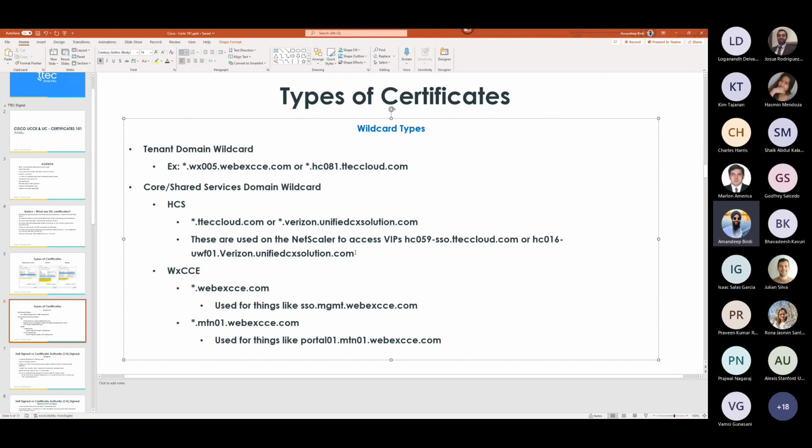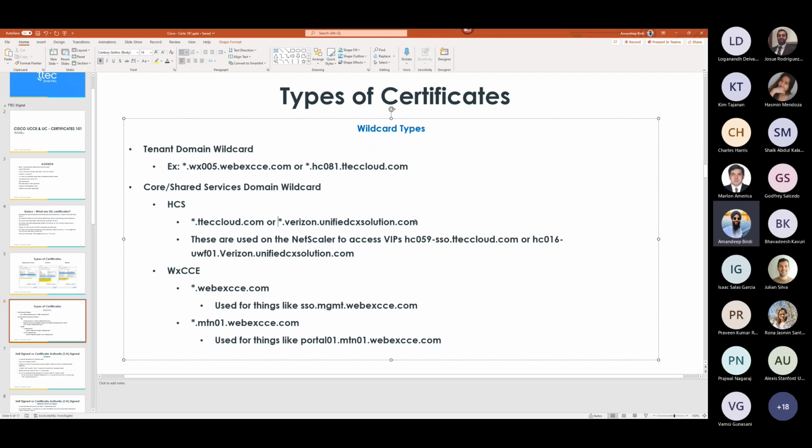So for example, let's say you wanted to access the upstream FQDN. So this right here is an example. If you wanted to access the upstream server in Denver, you would go den01, HC016, UWF01, blah, blah, blah. You put that whole URL, but that URL is not going to match with the wildcard that you've defined on the server because it's not meant to. It's meant to be used by the customer via the VIP. It's not meant to be used.